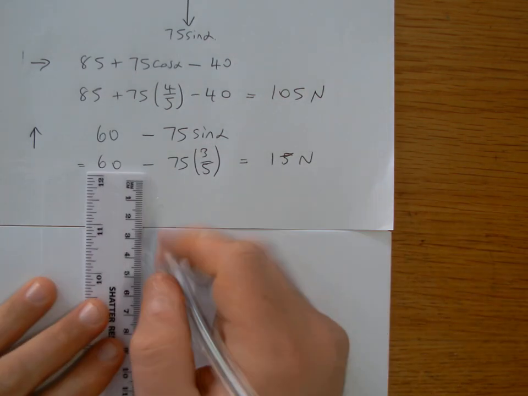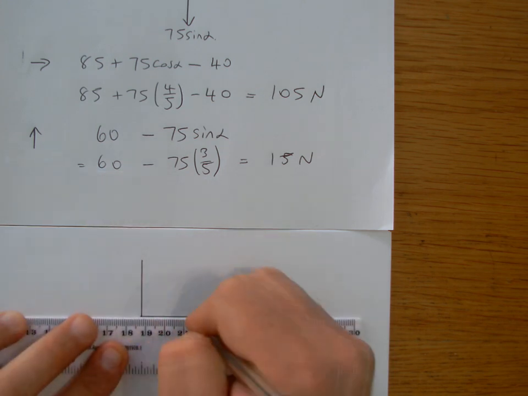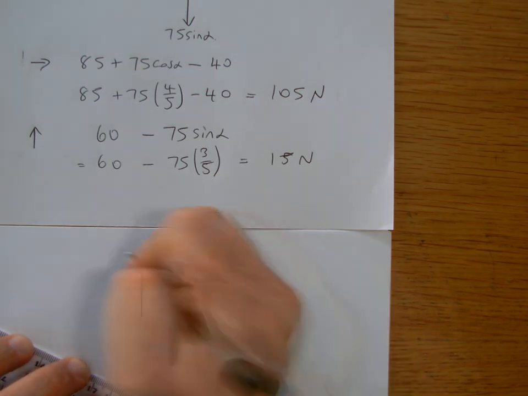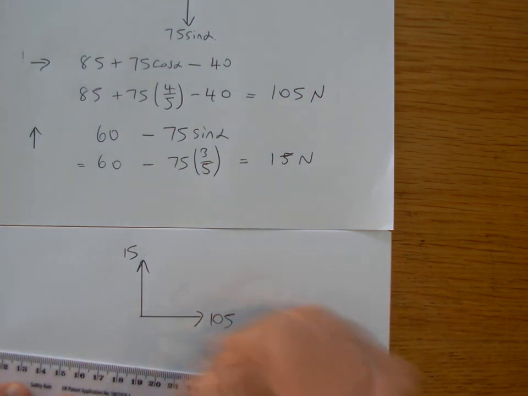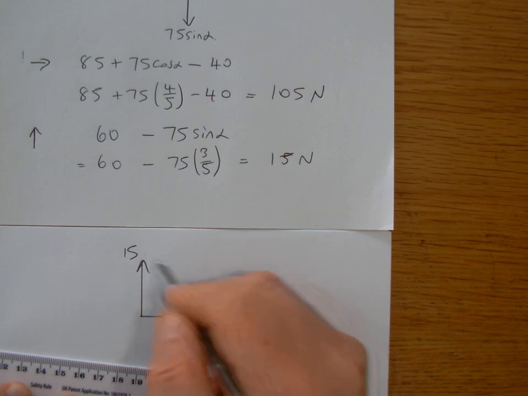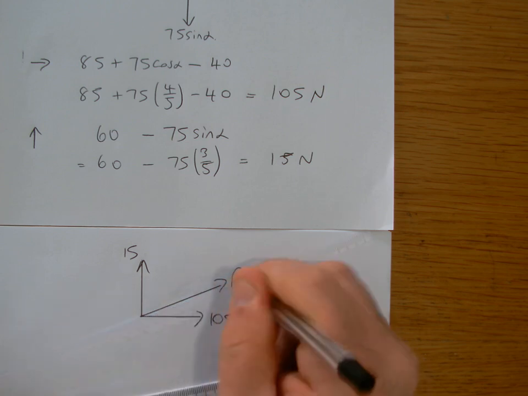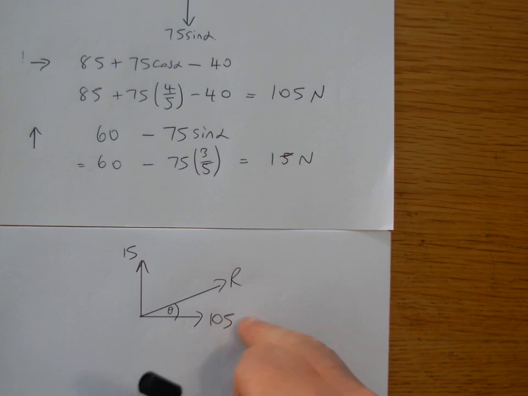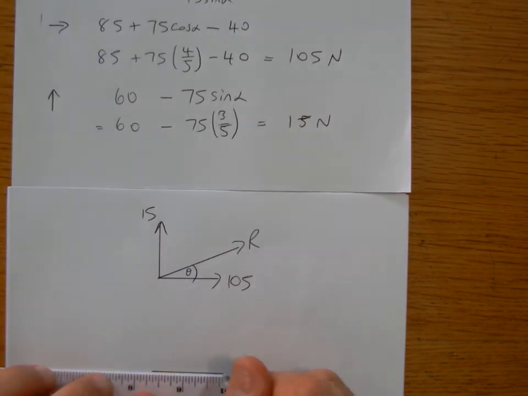So essentially my resultant is 105 this way and 15 this way. The overall effect, because it's going across a lot and then going in the y direction a little bit, is that it's going to move roughly in that direction. That's my resultant, and my angle to the force that they want will be theta here. So I can work out R. Remember, to work out the resultant, you just apply Pythagoras. So it's 105 across.